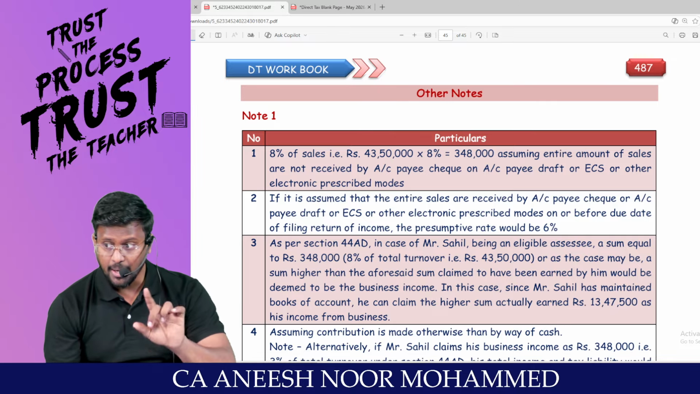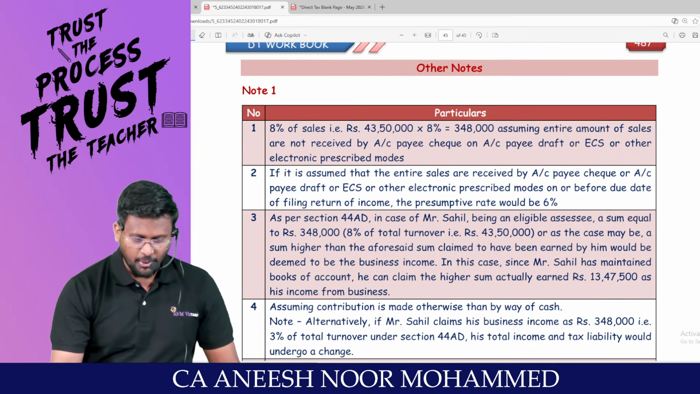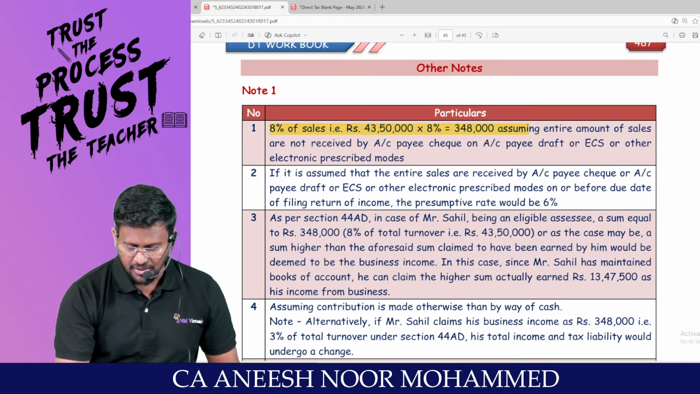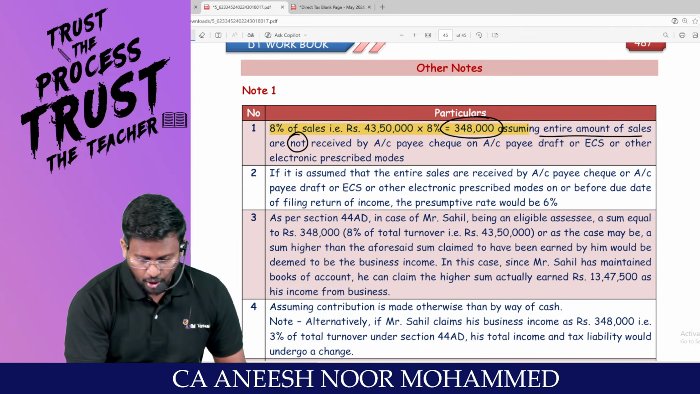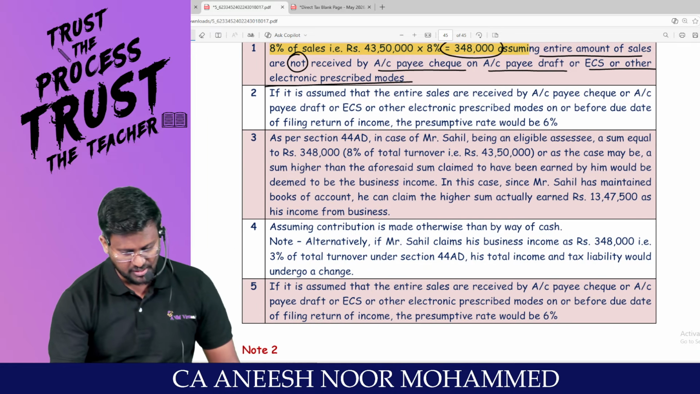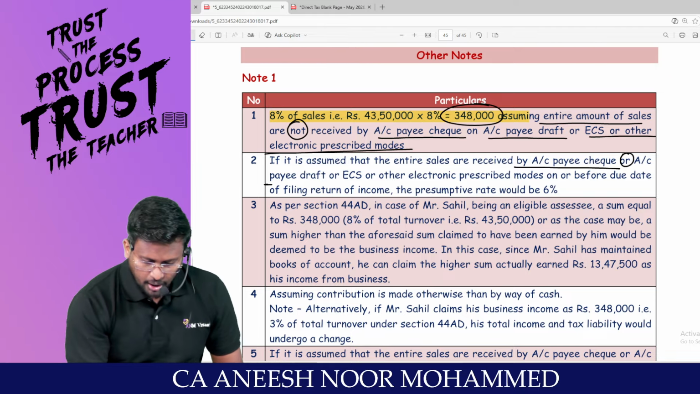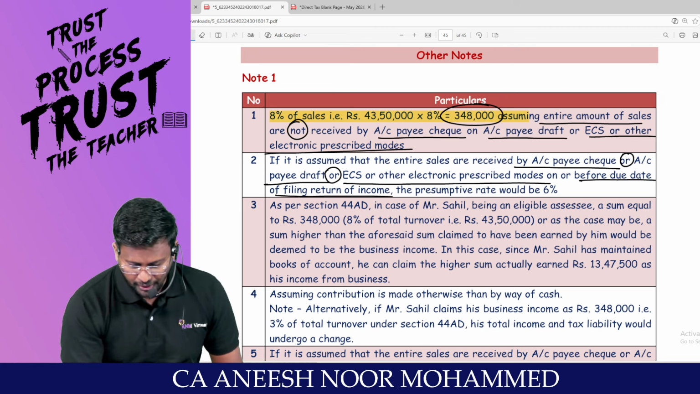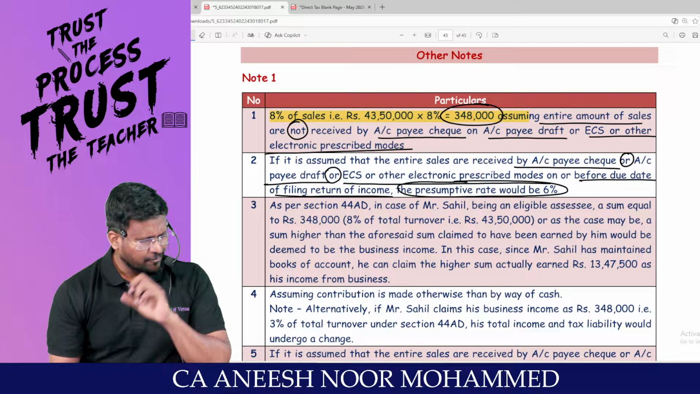Because the same question can be solved through presumptive taxation also. Till now we were talking about the normal route. So 8% of the sales, which is 43,50,000 into 8%, is 3,48,000, assuming the entire amount of sales is not received by account payee cheque, account payee bank draft, or electronic clearing system, or such electronic mode as prescribed. If it is assumed that sales are received by account payee cheque or account payee draft or electronic clearing system or such electronic prescribed mode on or before the due date of filing return, the presumptive rate would be how much percent? Fully cash 8%, fully account 6%.